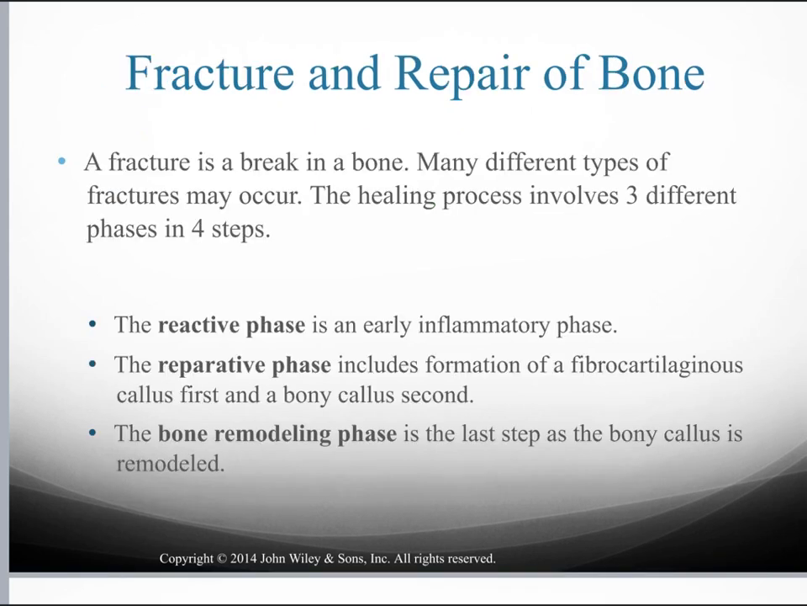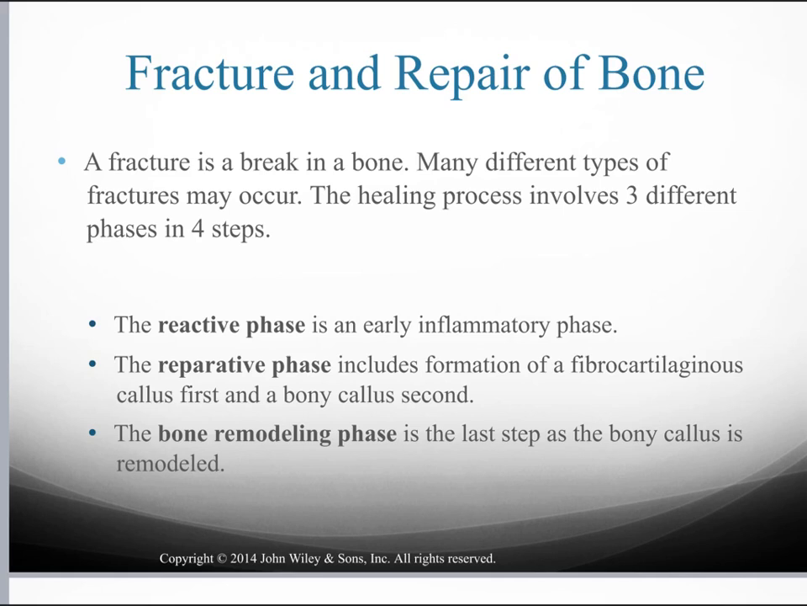The last few things we're going to talk about with bone are fracture and repair of bone. So how we repair a bone once it breaks, as well as outlining different types of fracture. Typically a fracture is a break in a bone. There are many different types of fractures that occur, and we'll look at these in a little bit. Now the healing process involves 3 different phases, which occur in 4 steps. So the 3 phases are: 1, the reactive phase. This is how the bone reacts upon that initial fracture or break. It is an early inflammation phase.